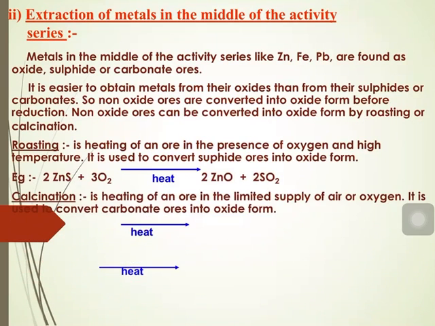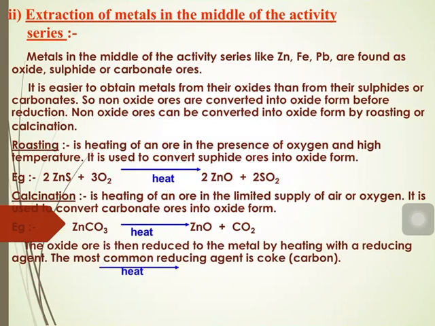Calcination is heating an ore in a limited supply of air. This is the only difference, in roasting we are giving oxygen plus high temperature. Here that supply of air is limited, that air may be oxygen or a small amount of oxygen. It is used to convert carbonate into oxide form. So this is zinc carbonate converted to zinc oxide, and carbon dioxide gas will be released.